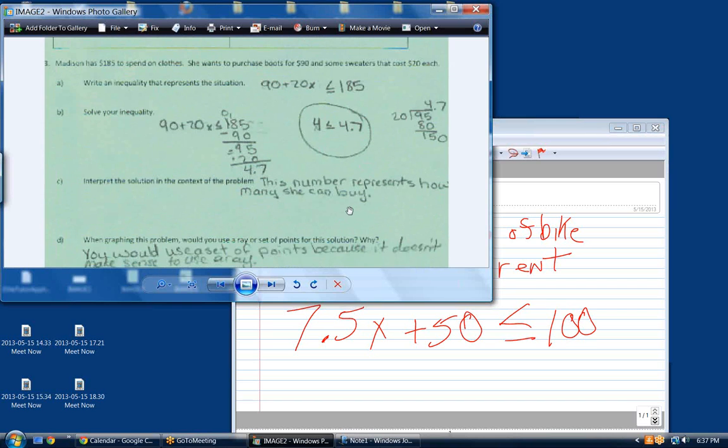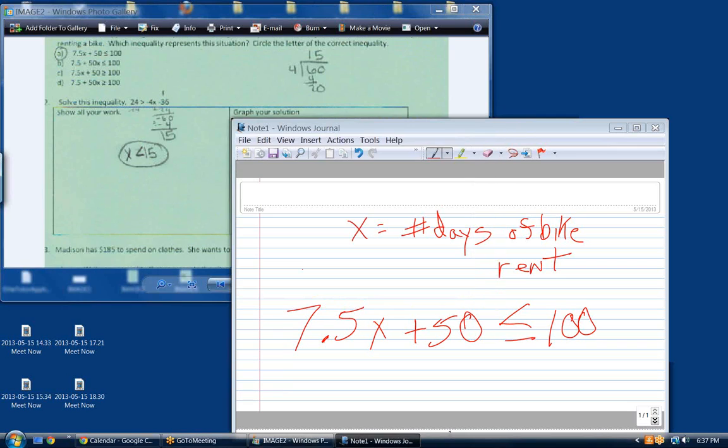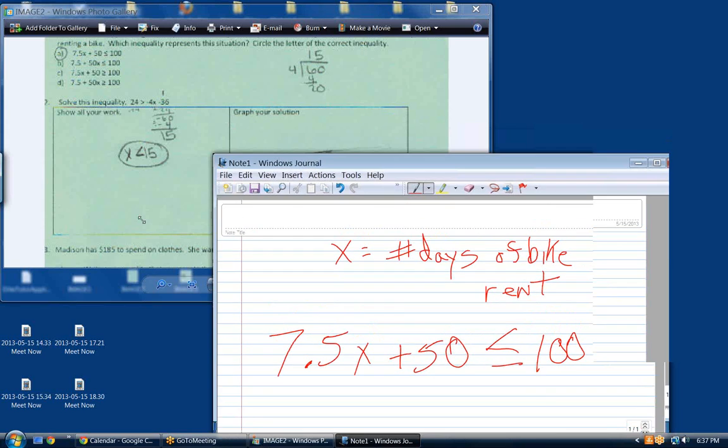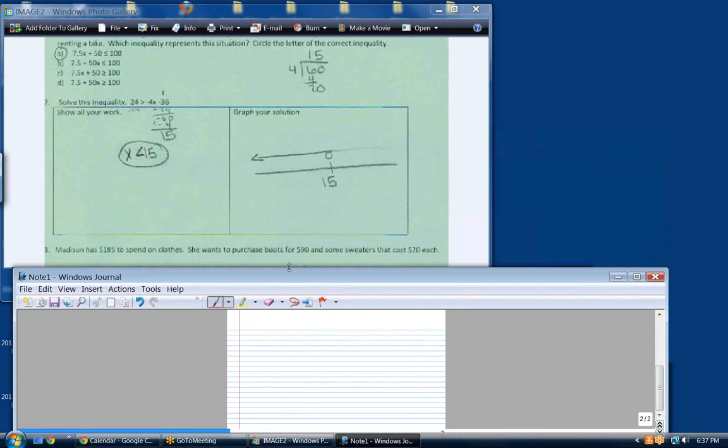All right. Let's look at just this. Don't look at any answers. So what kind of inequality can I come up with? I got 90 plus 20x.